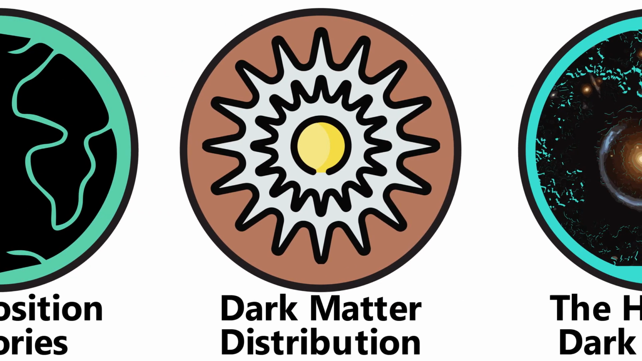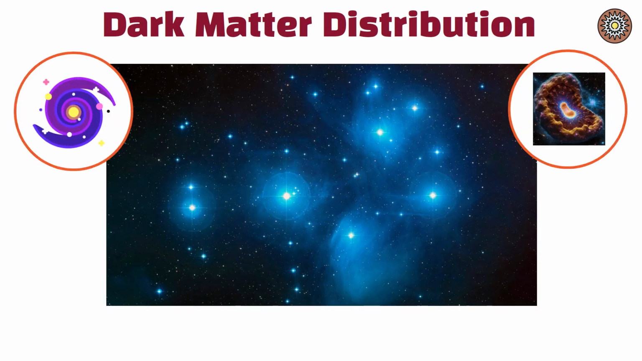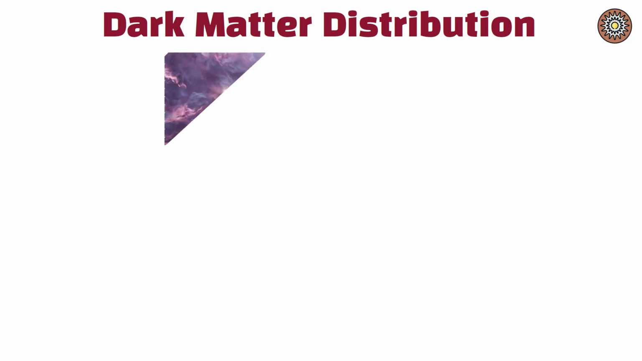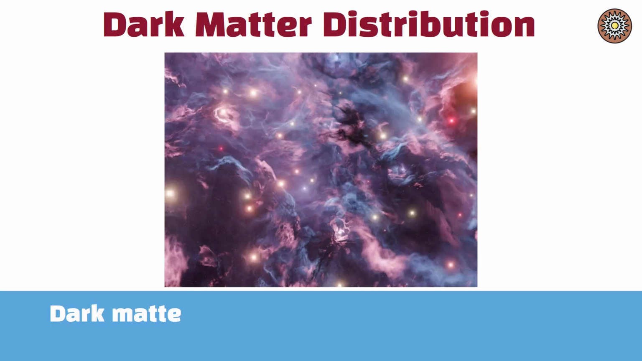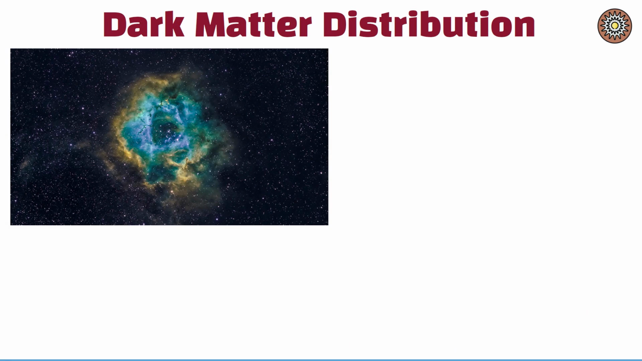Dark matter distribution. Dark matter forms vast cosmic webs with galaxies and galaxy clusters nestled in dense nodes. Computer simulations show how dark matter's gravity guided the formation of large-scale structures in the early universe. While dark matter permeates space, it's not evenly distributed.